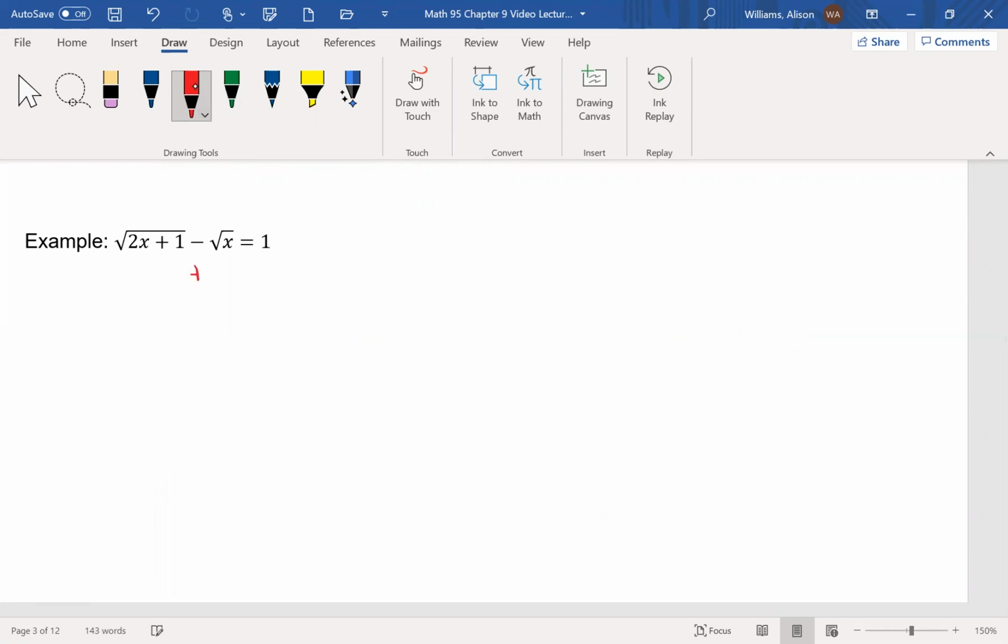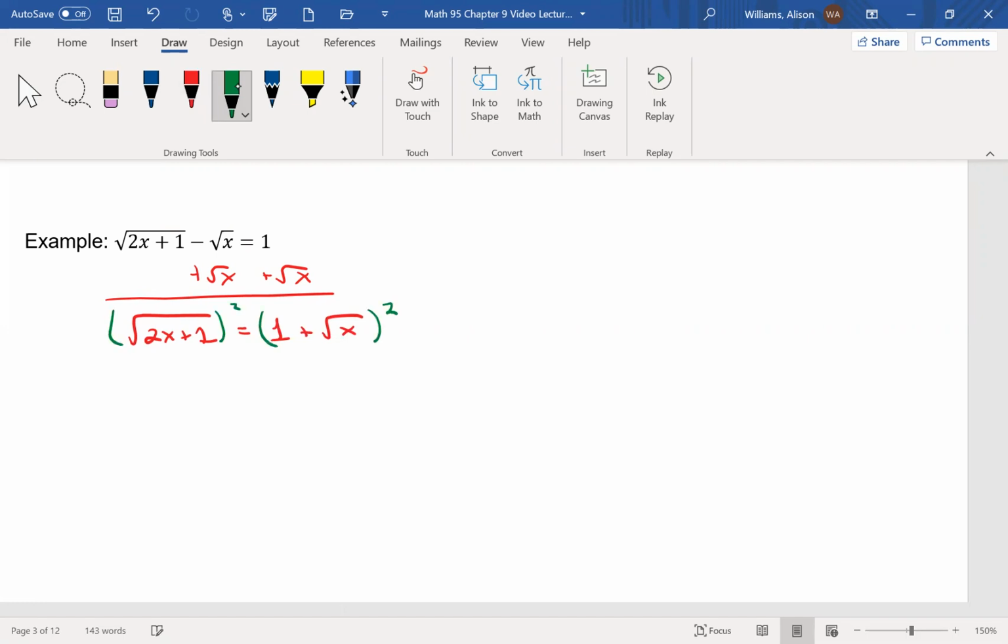So I'm going to move the square root of x over. And I have 1 plus the square root of x. All right, so I'm going to square both sides. Now, this is going to be reminiscent of the problem we did earlier, where I'm going to end up having to FOIL. So on the left side, I'm going to get 2x plus 1. But on the right side, I'm going to have to multiply out 1 plus the square root of x times 1 plus the square root of x.